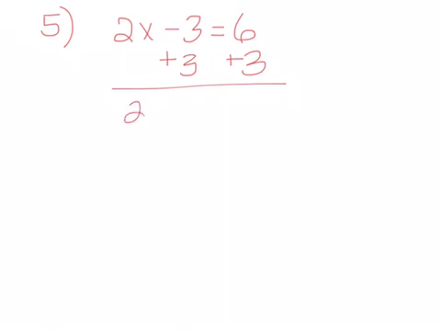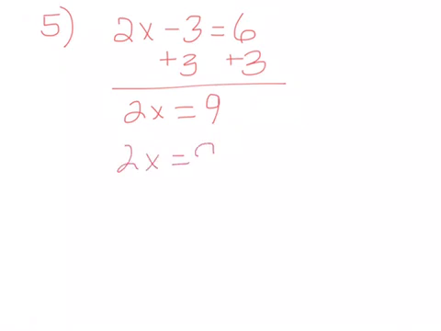which gives us 2x. The 3's add out as opposites to 0, and 0 plus 2x is just 2x. And this is equal to 6 plus 3, or 9. We have the x term on a side by itself, but we still don't have just plain x by itself. Right now, the x is multiplied by 2. So to undo multiplication by 2, we divide both sides by 2.